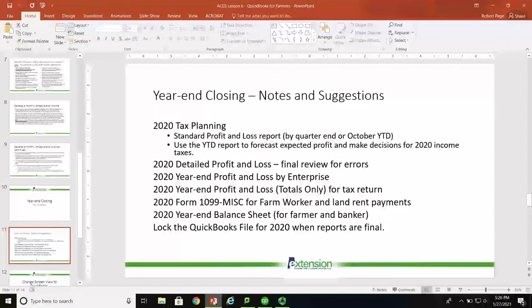The next thing we're going to look at is the 2020 detailed profit and loss report so that we can do a final review for any errors. We're going to look at the 2020 profit and loss report by enterprise. We're going to look at the 2020 profit and loss totals only for the tax return. And then we're going to look at some tax forms. So we're going to switch back to QuickBooks.